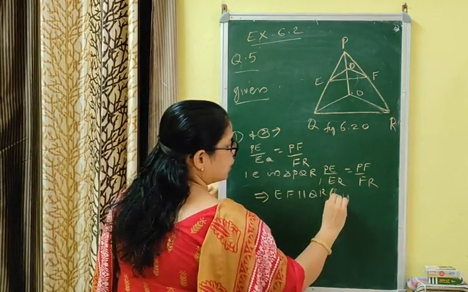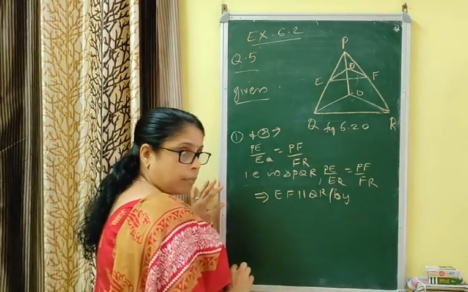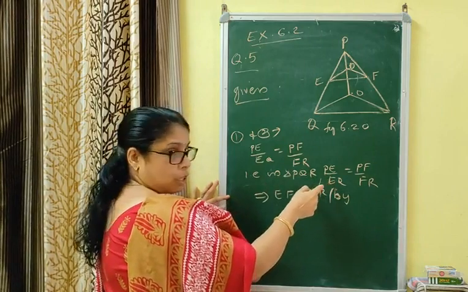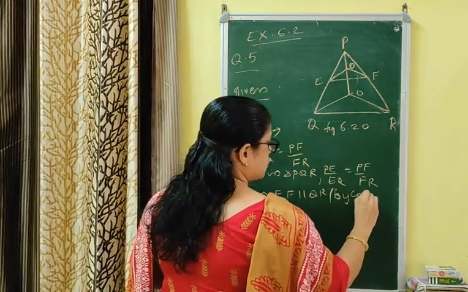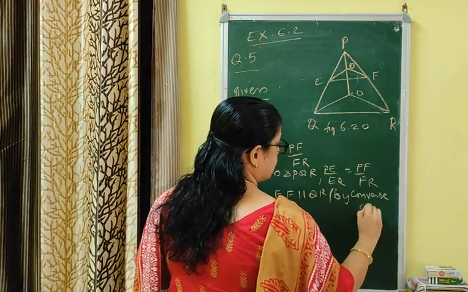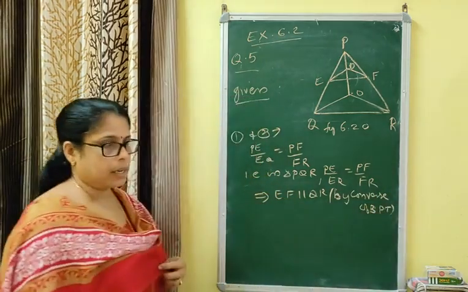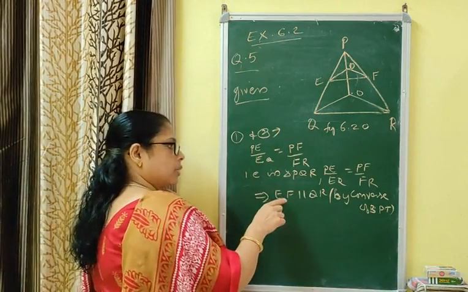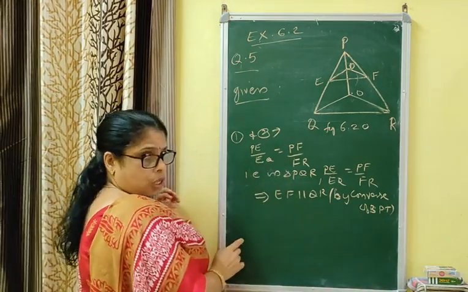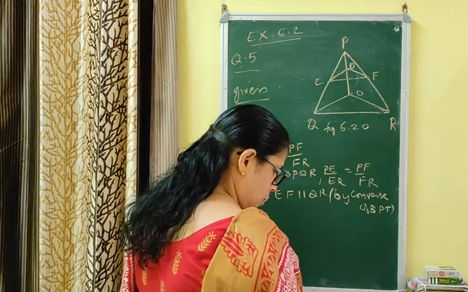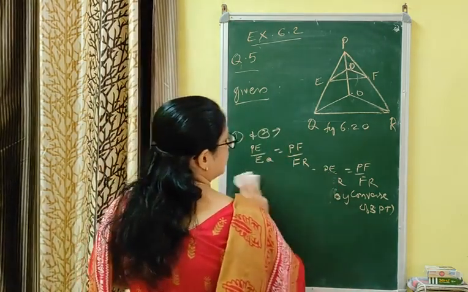It is not necessary that we can apply BPT always. If the side ratios are given equal, then you have to apply converse of BPT. So it is not necessary that you have to apply BPT every time; besides that, if the ratio of sides is given equal, then you can apply converse of BPT. That is the question number 5.